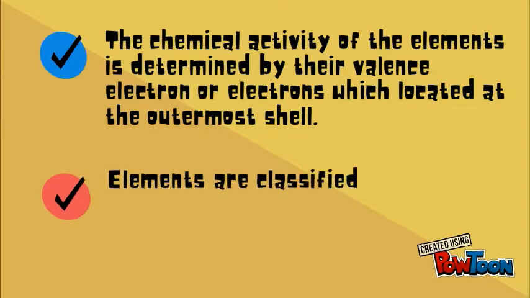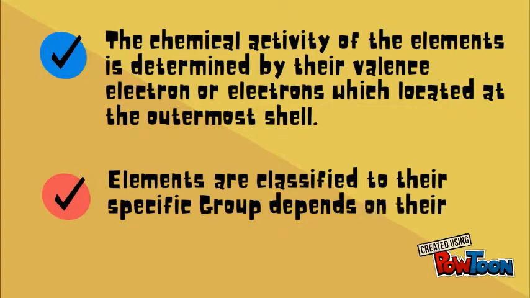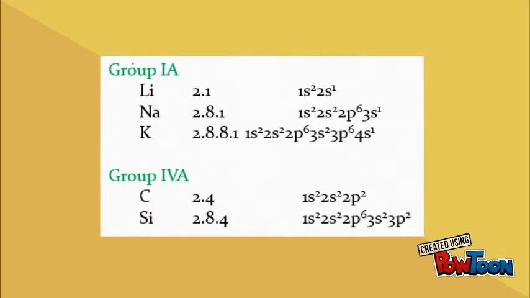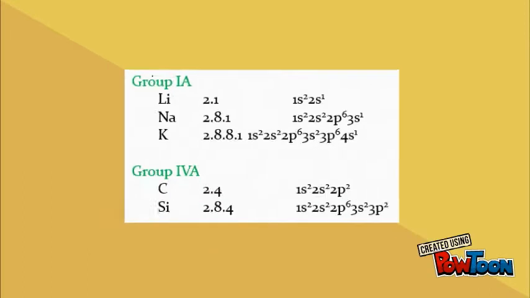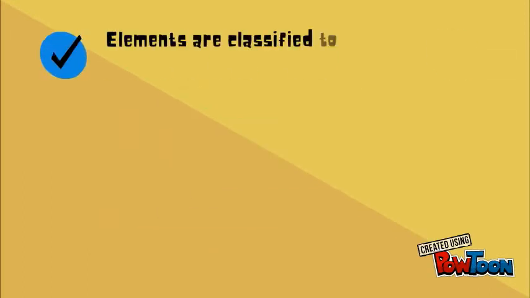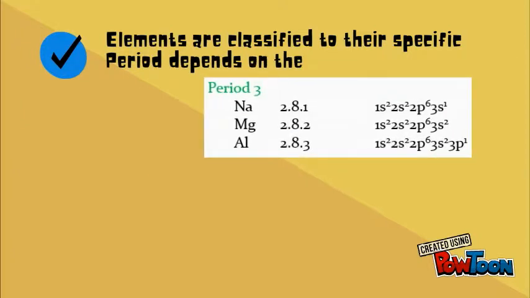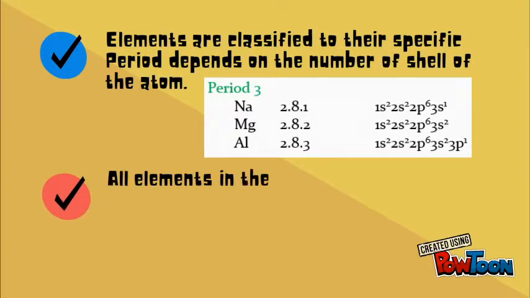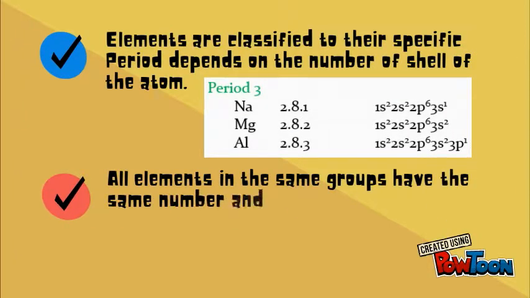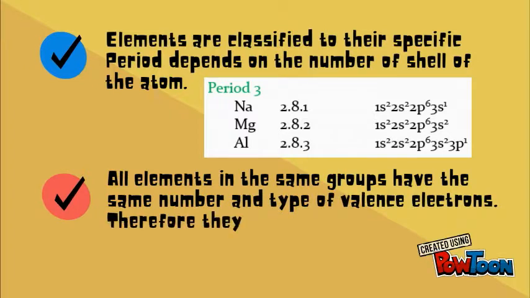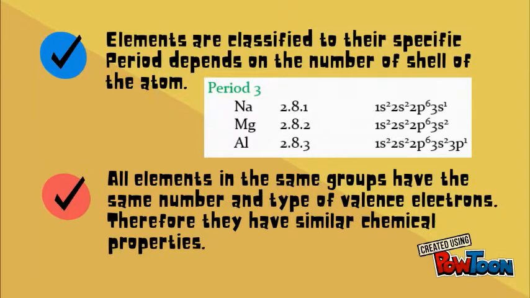Elements are classified into their specific group depending on their valence electrons. Elements are classified into their specific period depending on the number of shells of the atom. All elements in the same group have the same number and type of valence electrons. Therefore they have similar chemical properties.